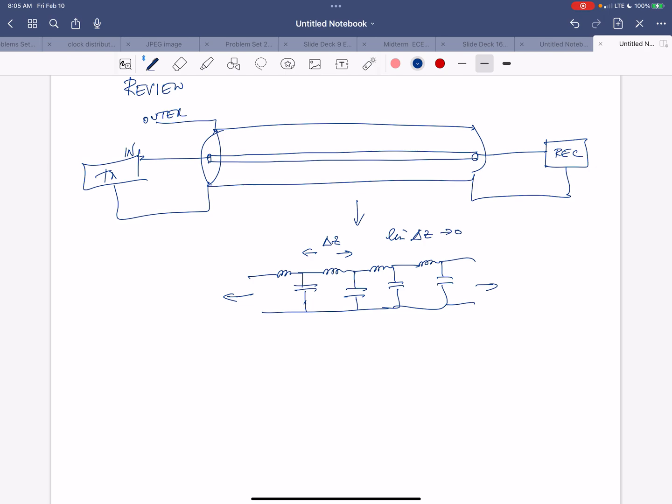And looking at it that way, what we saw was the equation that defines how, if you launched a waveform into one input of this thing, it would basically travel through as a traveling wave. So a traveling wave equation worked for this.